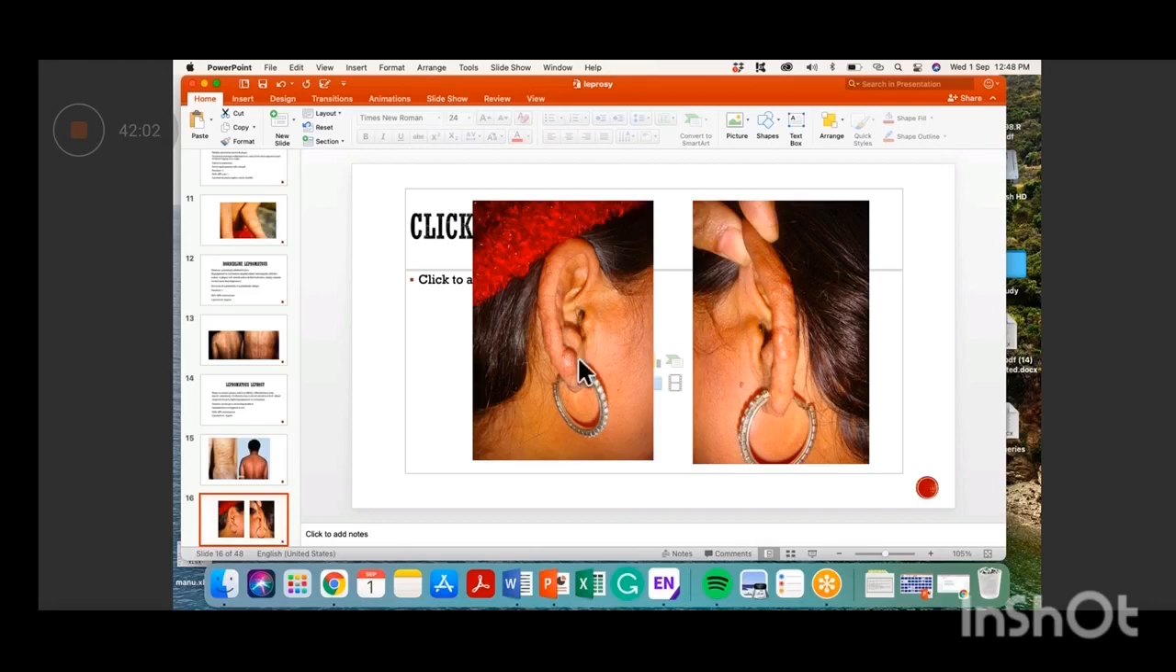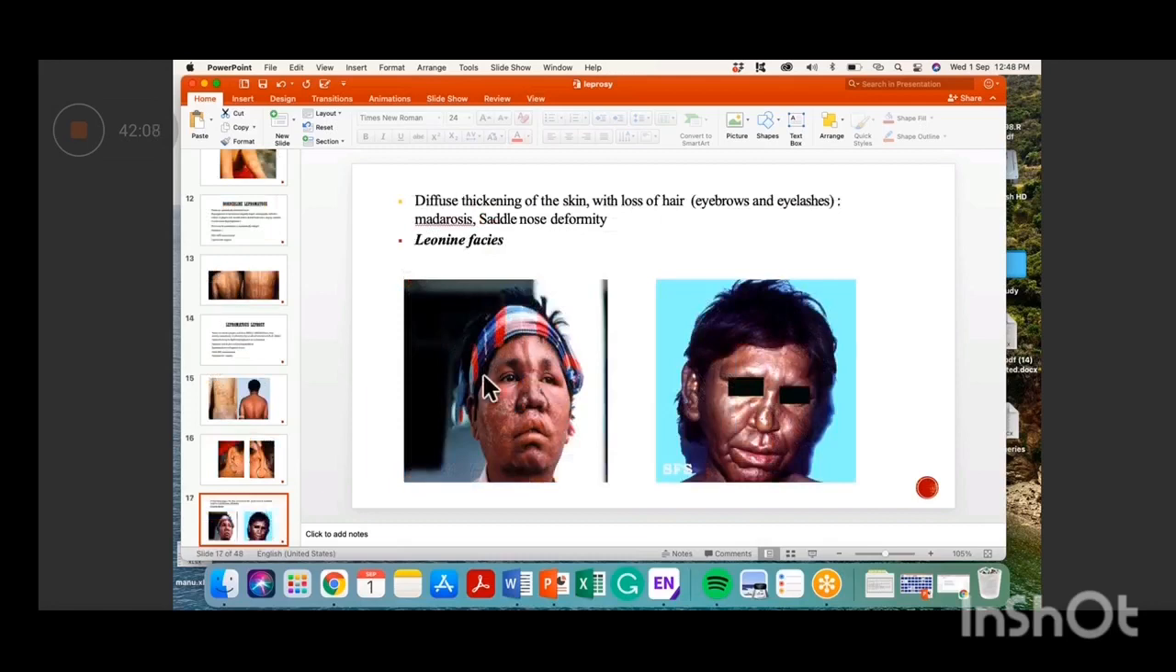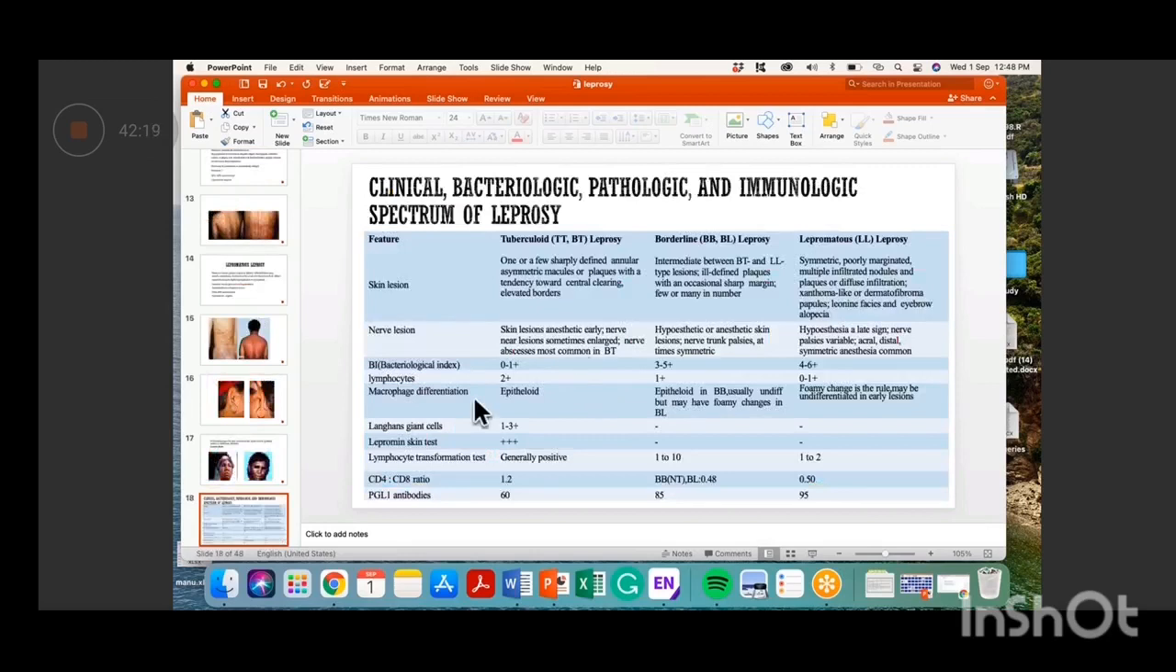Here you can see infiltration of the ear nodules. There can be diffuse infiltration of the skin with loss of eyebrows, eyelashes, madarosis, and saddle nose deformity, that is leonine facies. This has already been explained to the students, wherein there is a difference between tuberculoid, that is TT, BT, borderline, and lepromatous.